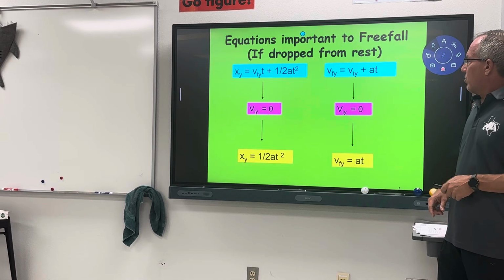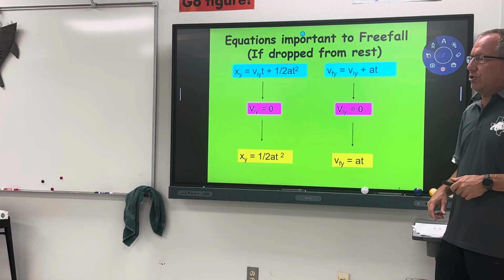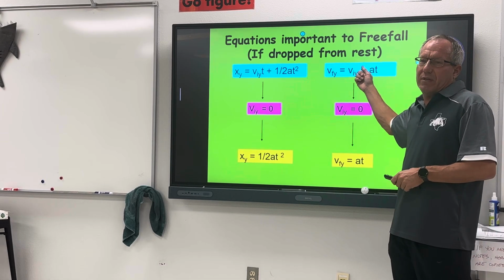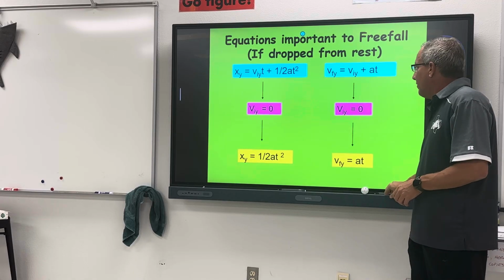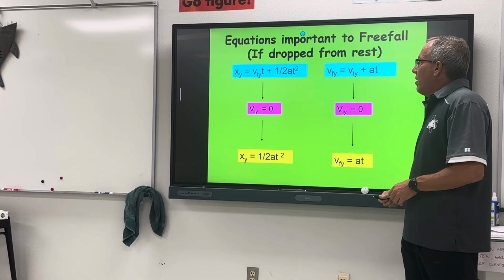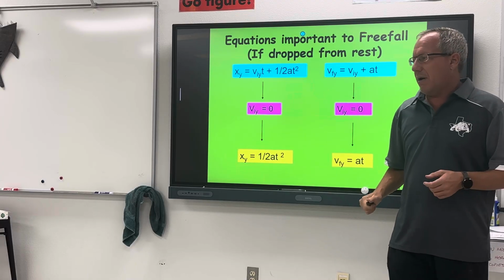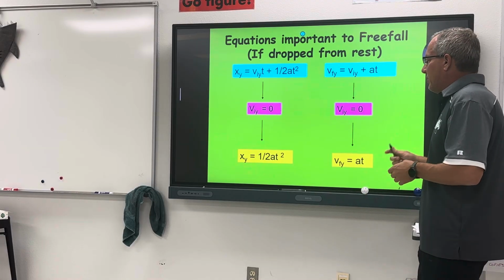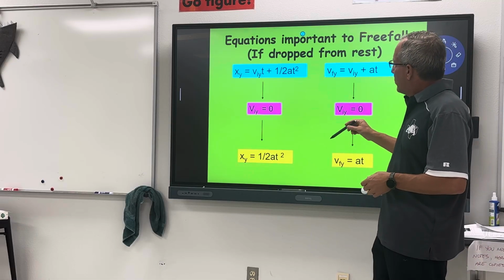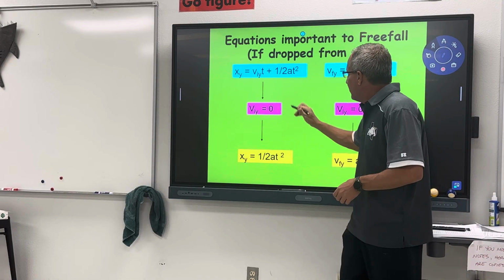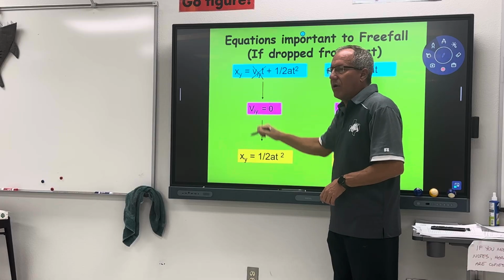The equations important to free fall: the equations don't change. The other two that are with this are also still in play. Doesn't mean they're not in play. These two are a couple of key examples of how they might change a little bit. I always borderline whether I want to keep this slide in there as well. If it's dropped from rest, what's going to wind up happening is if the initial velocity is zero, that component goes bye-bye, doesn't it?